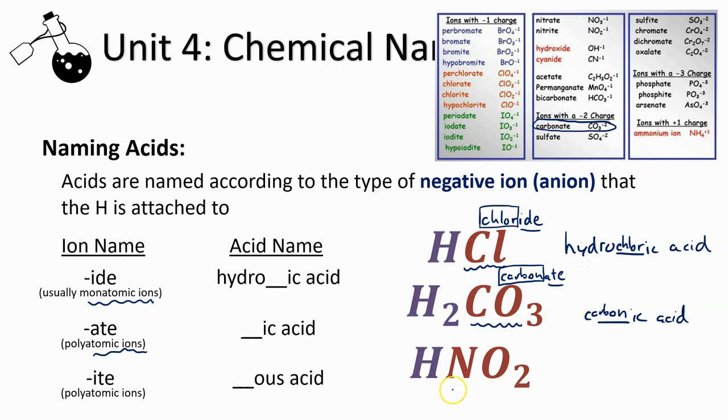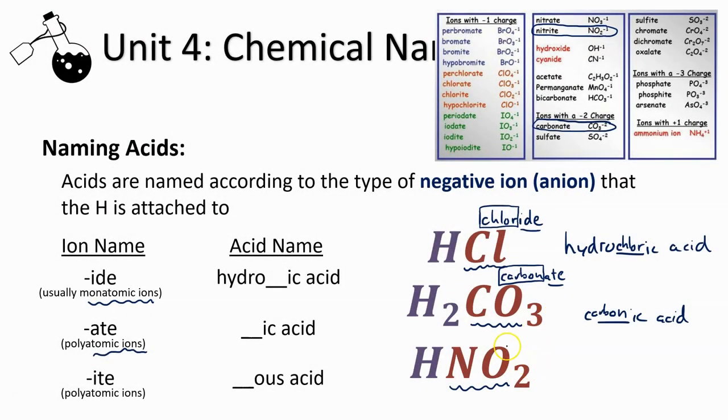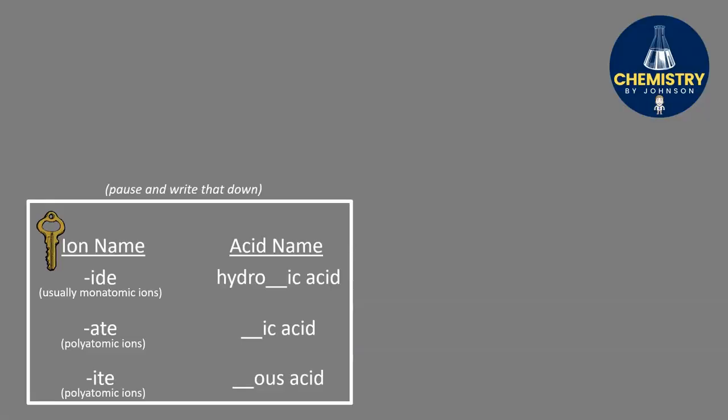For our last example, we'll do HNO2, ignore the hydrogens, focus just on the NO2. This is again a polyatomic ion, so we'll come up to my polyatomic ion list, find NO2, there it is, and we can see that it is called nitrite. The important part is that it ends in ITE. And because it ends in ITE, we're going to use the final template for naming an acid, blank OUS acid. That blank, again, is the root word from the ion name, NITR, to get a final acid name of nitrous acid. So that's how you do it. That's how you name acids.